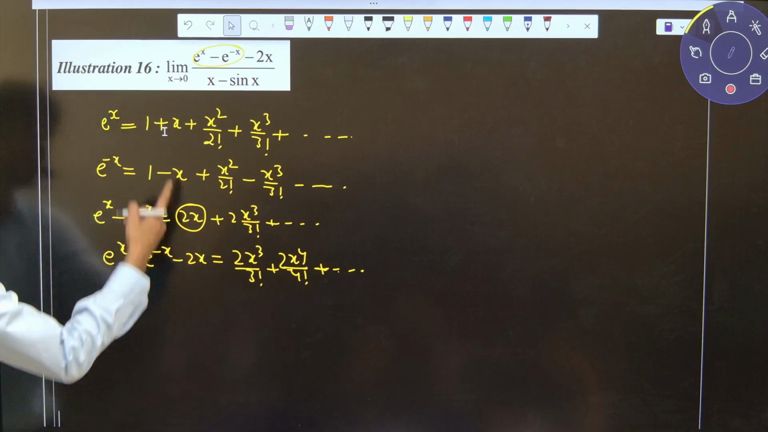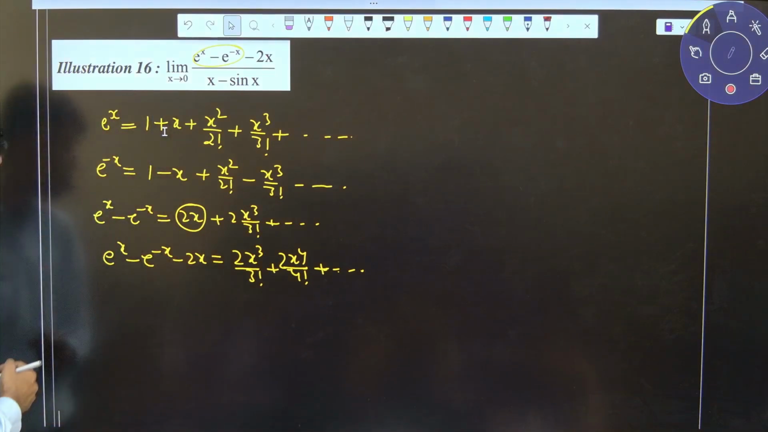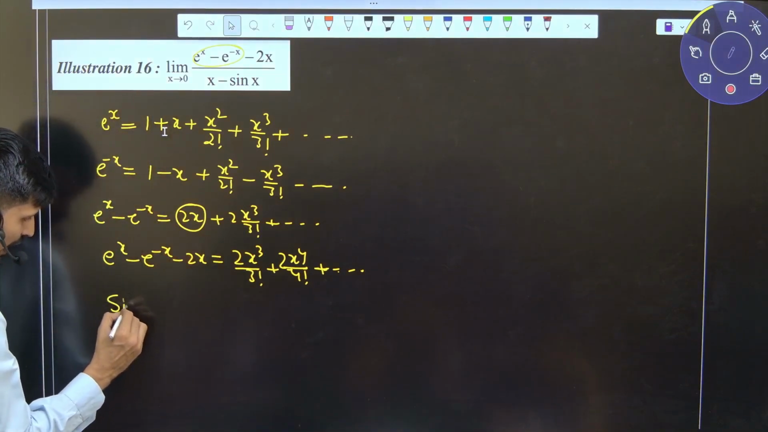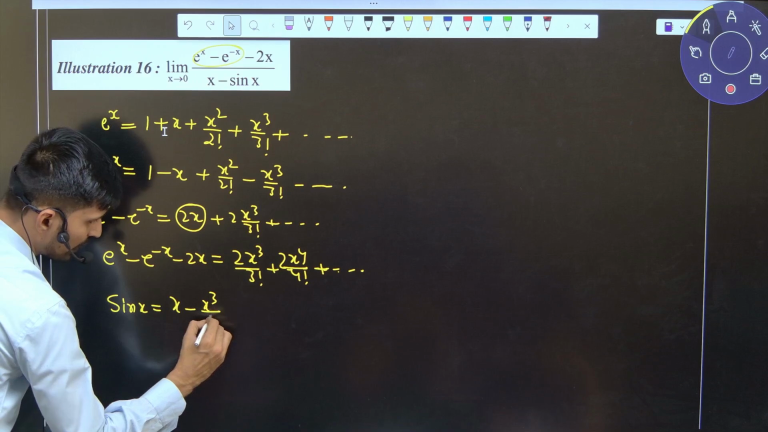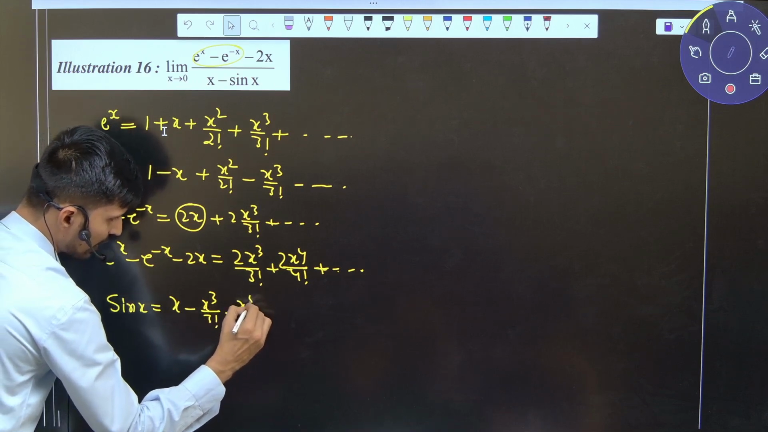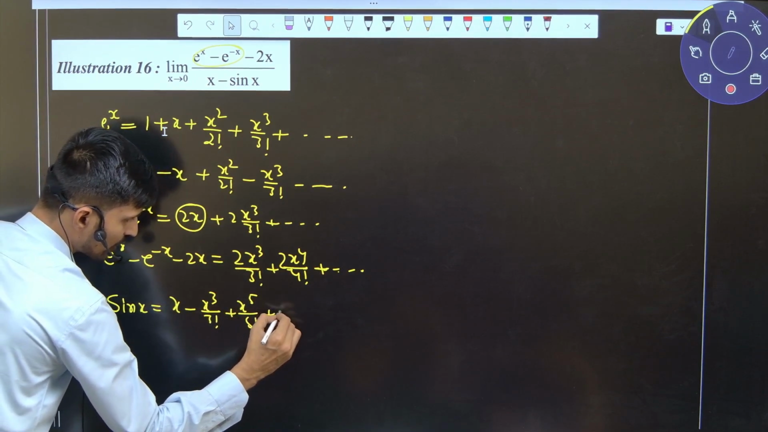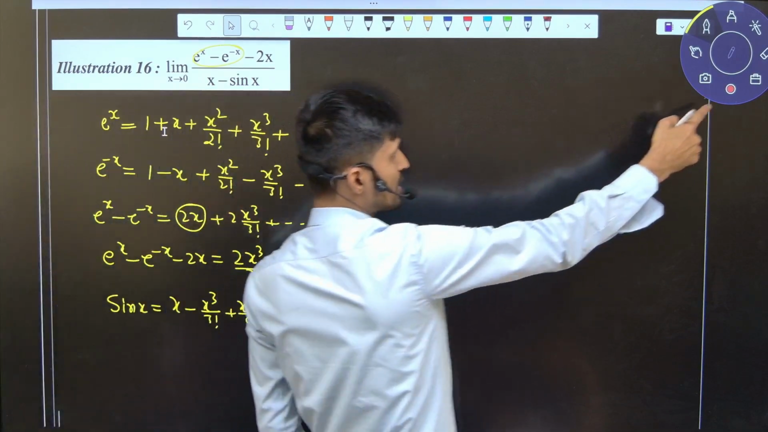It means we got the numerator with the help of expansion. Now I am going to see the denominator. For the denominator, first I will write sin x. Sin x is x minus x cube by 3 factorial plus x raised to 5 by 5 factorial minus, that is a minus sign, not plus sign.